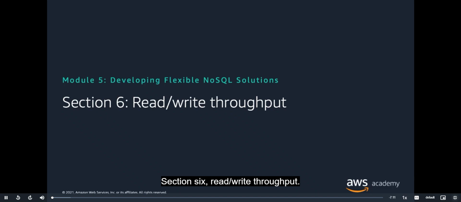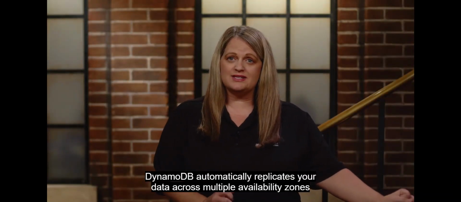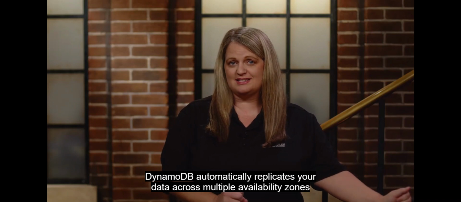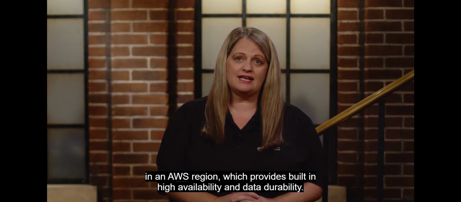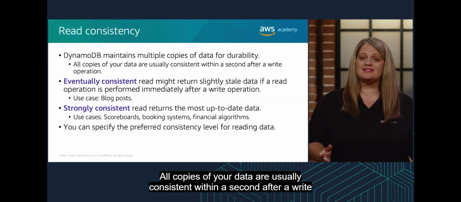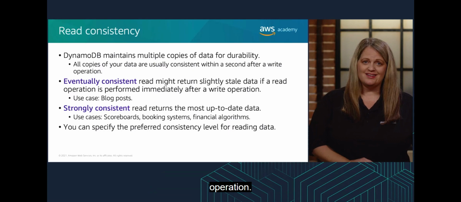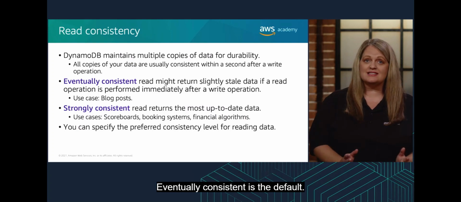Section 6. Read-Write Throughput. DynamoDB automatically replicates your data across multiple availability zones in an AWS region, which provides built-in high availability and data durability. All copies of your data are usually consistent within a second after a write operation. DynamoDB supports eventually consistent and strongly consistent reads. Eventually consistent is the default.